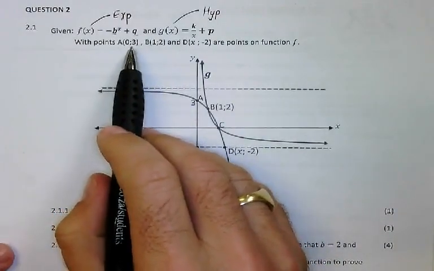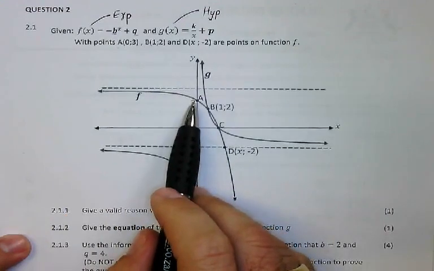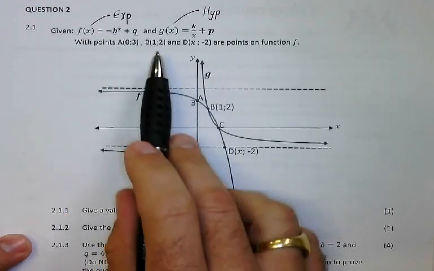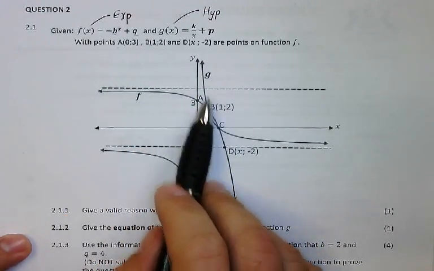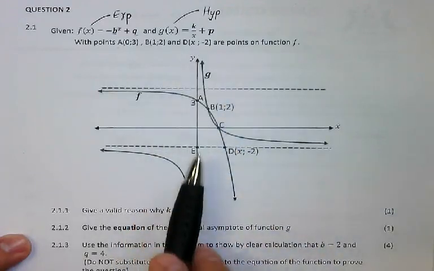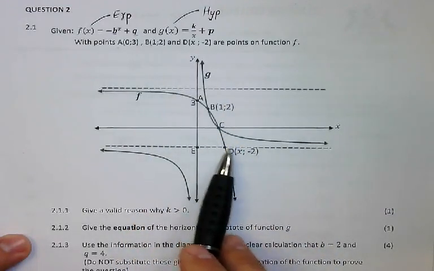It goes on to tell you that the points A (0; 3), let's go look at it, there's A (0; 3), B (1; 2), and D (x; -2), there's D over there, are points on the function f.